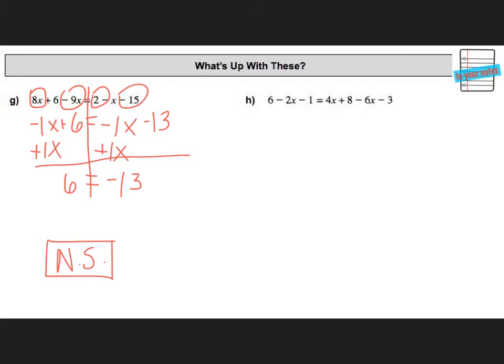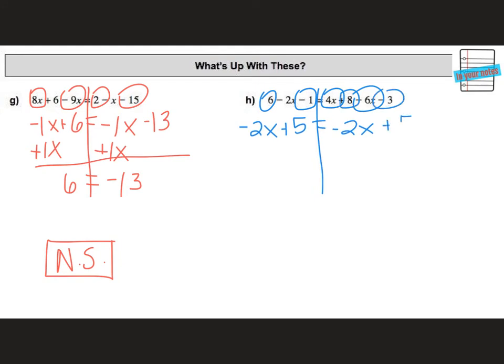All right, let's try this other one over here. So we've got some like terms. 6 take away 1 is going to give us 5. And on the right-hand side, let's see, we have 4x take away 6x is negative 2x. And 8 take away 3 is 5.